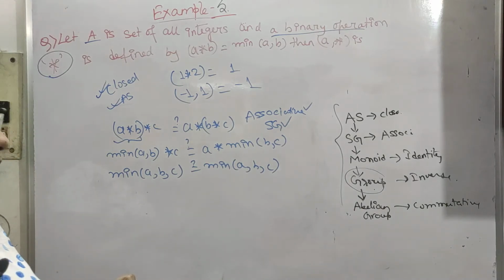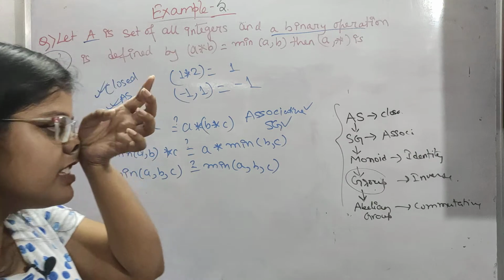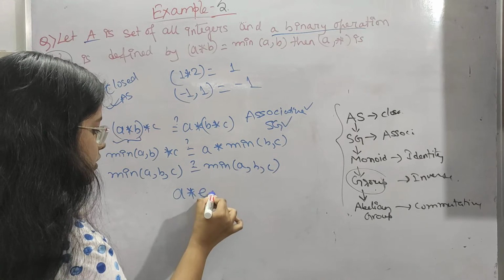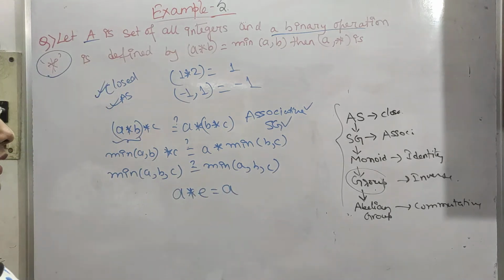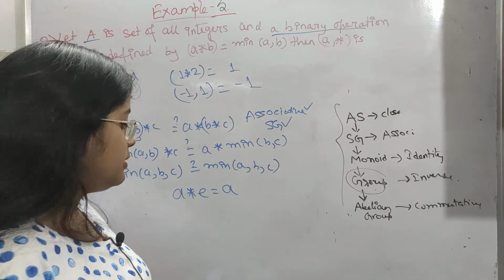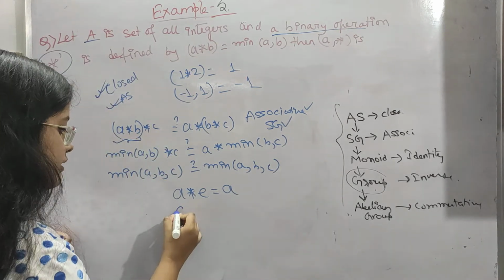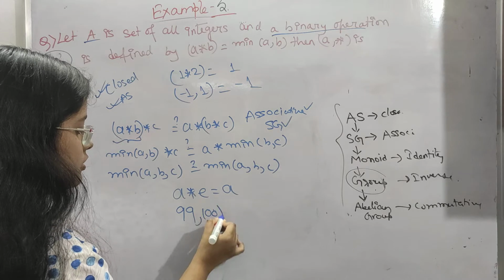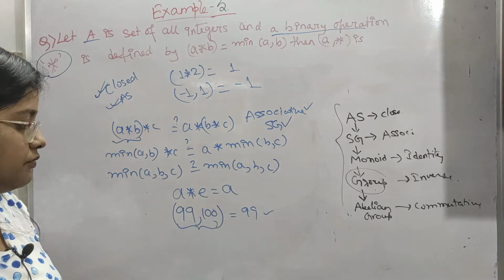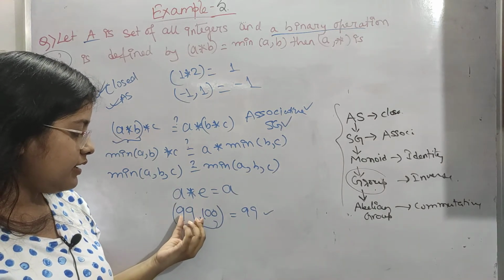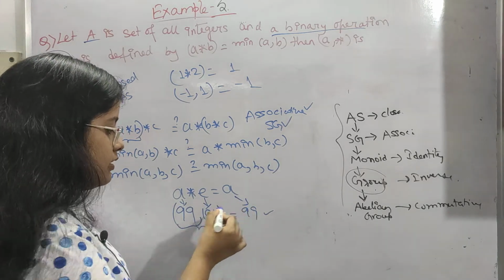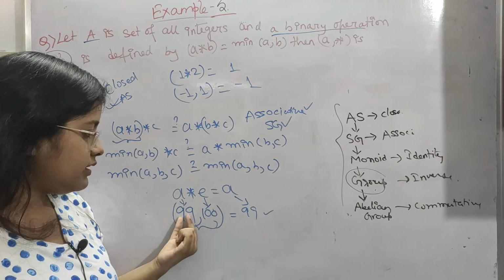Next you have to find if it contains an identity element or not. If so, you can say this is a monoid. For the identity element, we have to find E such that A star E will give you A. Now let's try to find out if this identity element E exists for this example. Let's see if 99 and 100 are taken. Let's say A is 99 and E is 100. Among 99 and 100, the minimum is 99, so 99 is coming.